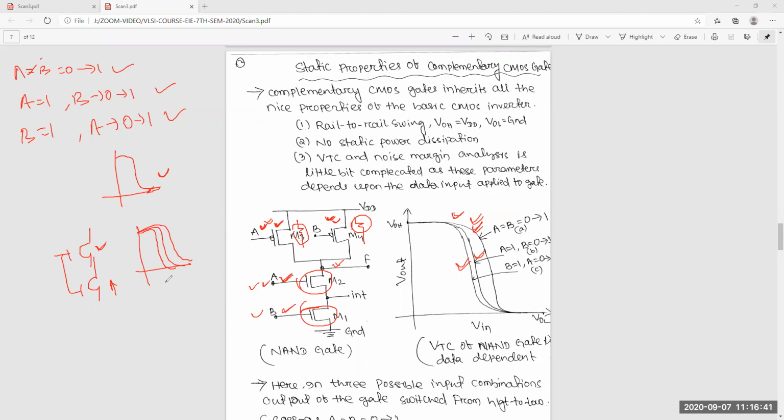Remember or forgot everything? Yes, sir. It depends upon the strength. Okay, so here both PMOS will be on. When you are giving 0, this strength will be high combinedly. That means PMOS strength will be high, which means this will shift right.